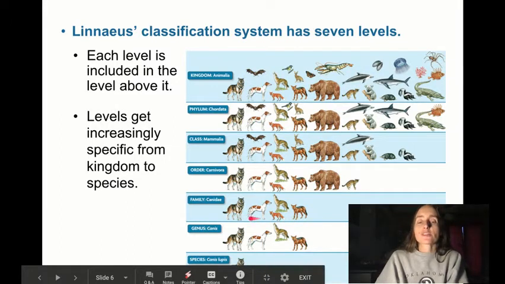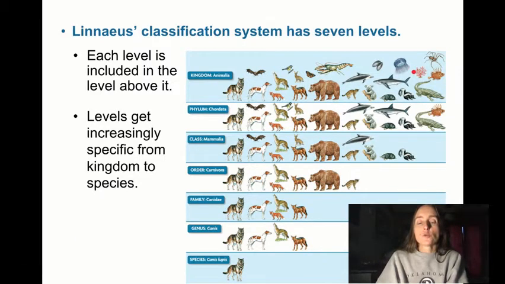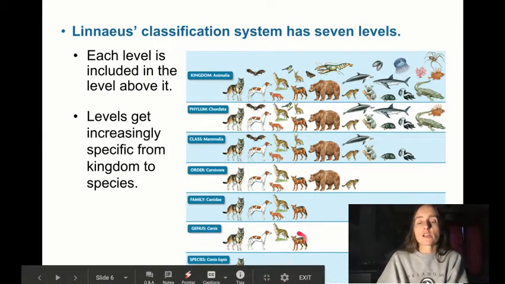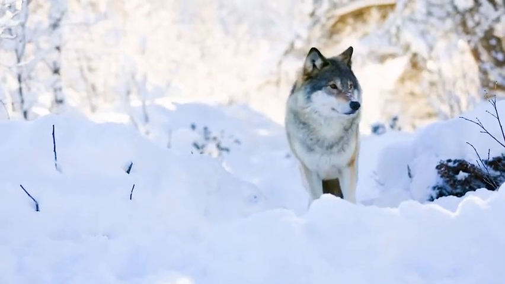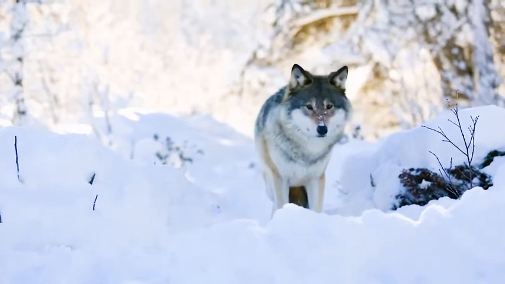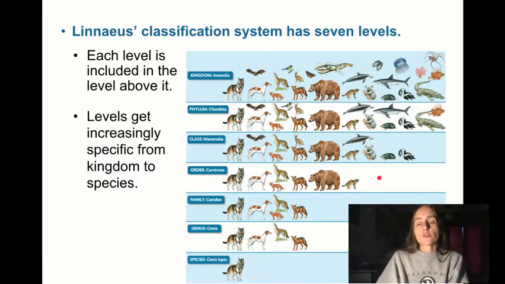And then we go to genus Canis, and you may be getting closer to something you've heard of before. And then finally we get to Canis lupus, which is the very specific species. So notice the genus here, Canis, those are all very closely related. That is as closely related as you can possibly get without being in the same species. And Canis lupus at the bottom is the wolf. Okay, so that's how we do our classification system.